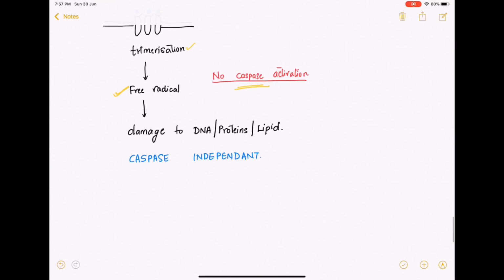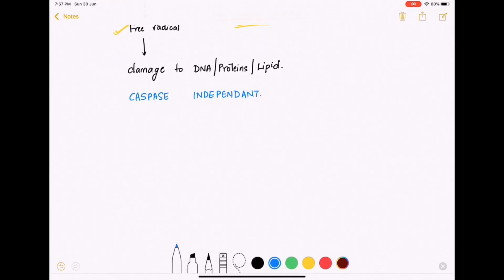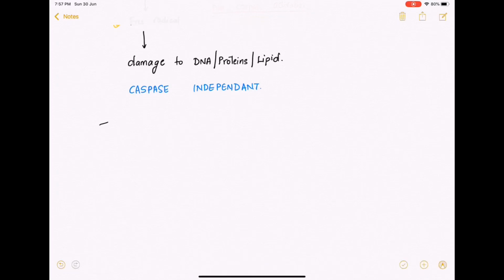What are the examples where we see necroptosis? First, we see it in Parkinsonism. We see it in pancreatitis. And very important is immunity against cytomegalovirus.